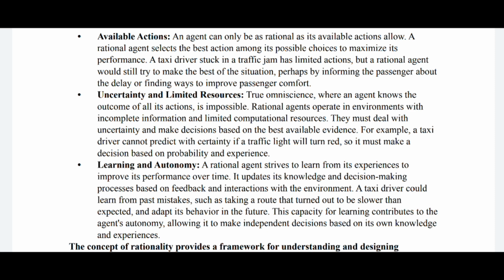And uncertainty means the taxi driver knows there is a route and we have to go. If the signal is red and we still go, it is a wrong rule. There is certainty in that. That much only we have to do.